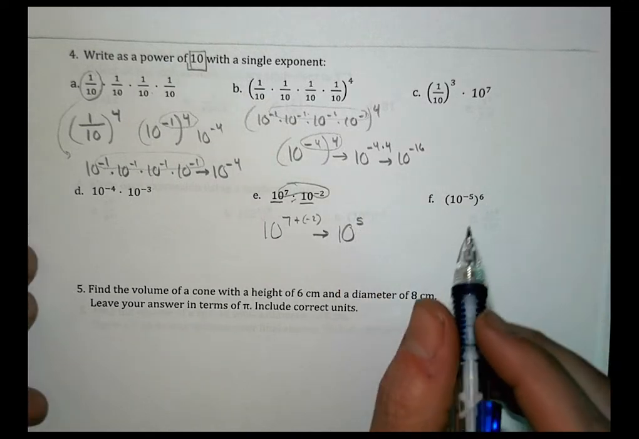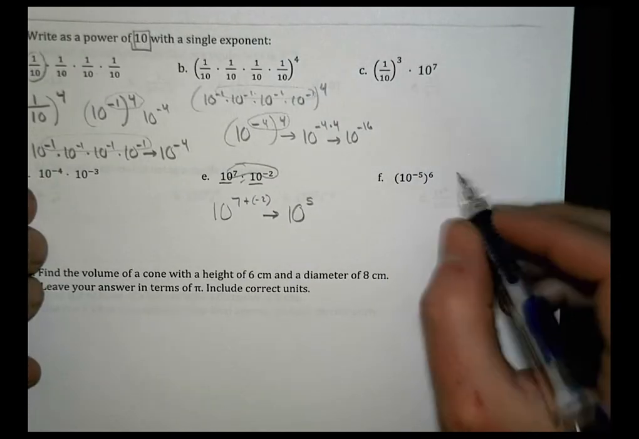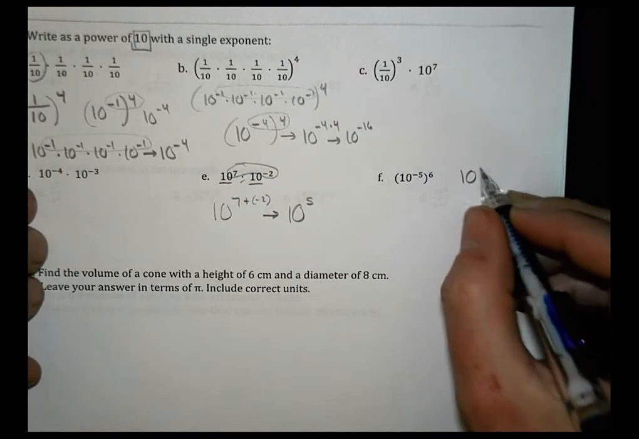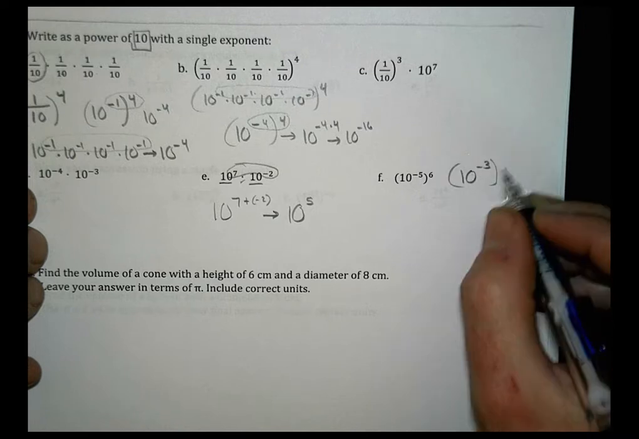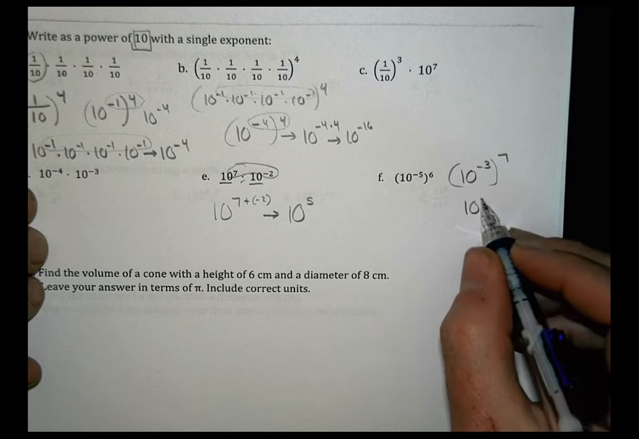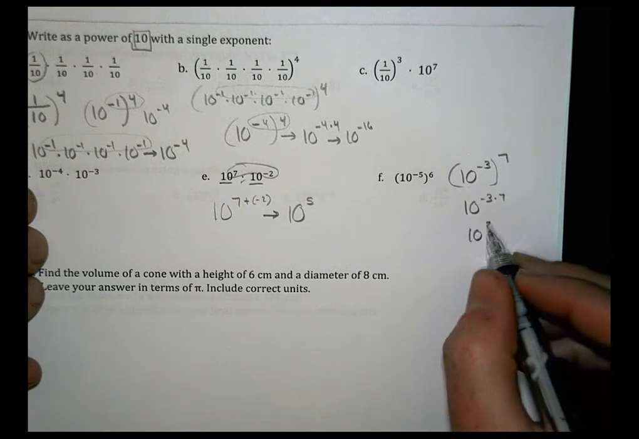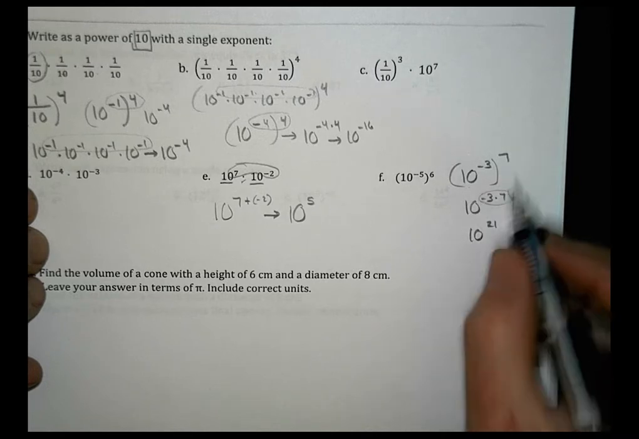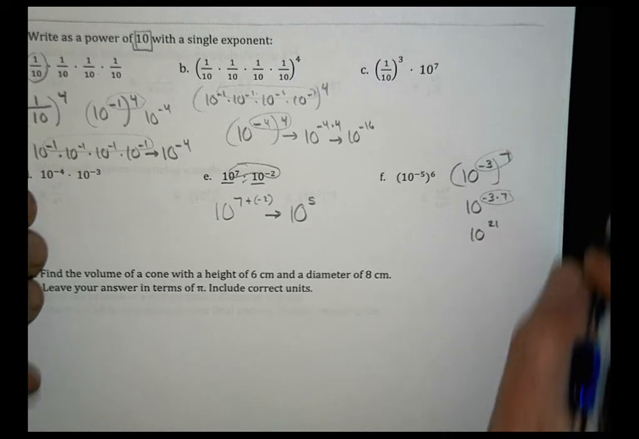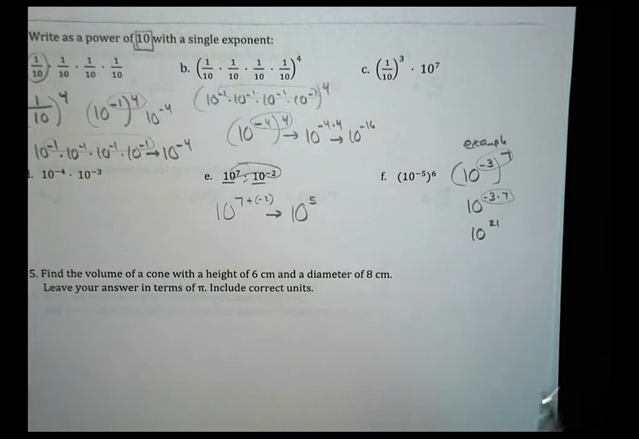Okay. Alright, and then this one here, I'm not going to solve this one, but here's an example. What if I had 10 to the negative 3rd power to the 7th power? What would I do? I would do 10 to the negative 3 times 7, which is 10 to the 21st power. I'd multiply those together. So that's an example to help you out with that one right there.